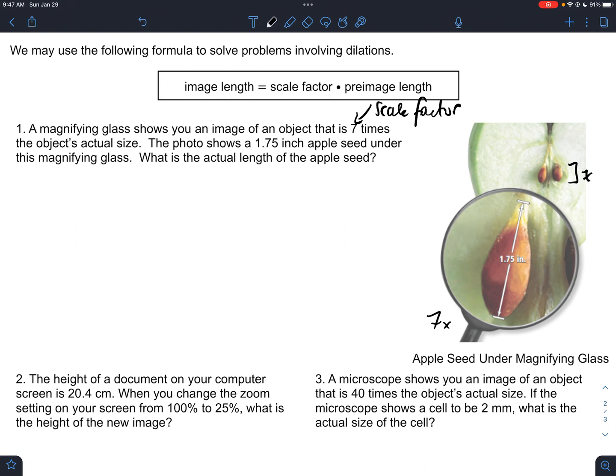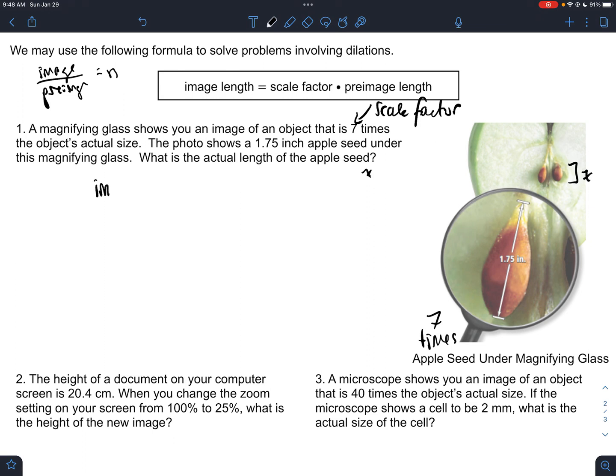Now, the photo shows a 1.75 inch apple seed under the magnifying glass, and it wants us to know what was the original size of the seed if it wasn't under a magnifying glass. We'll call that x. And I already labeled that in our picture. Changes to 7 times. So this formula can help us get set up, which is actually not a new formula. It's just image over pre-image equals n. It was the same formula we discussed earlier, final divided by initial.